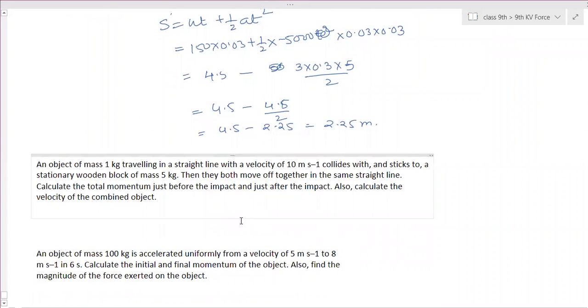Ma'am, are these extra questions or from NCERT? It's NCERT. Ma'am, what is the question number? Do you have the textbook? No, ma'am. I'll check, ma'am. It's the 15th and 16th questions.